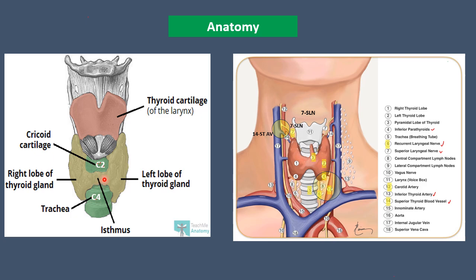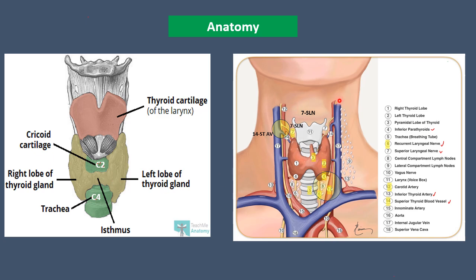There's a right lobe and a left lobe, and both these lobes are connected by the isthmus, which overlies the third tracheal cartilage, and it extends from the lower border of the thyroid cartilage right down to the C5 to C6 tracheal rings. So these are very important landmarks.